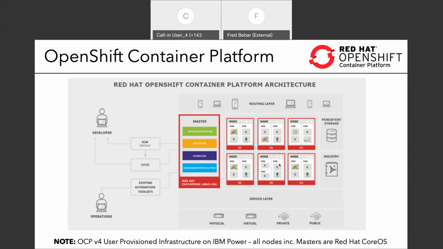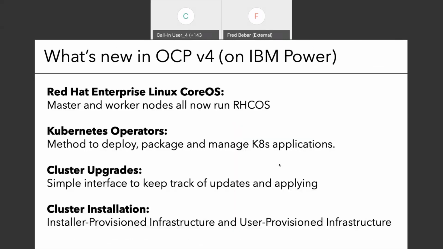Okay, so that was a very quick overview of what OCP is, and what containers and Kubernetes are. Hopefully you've got an understanding of that. Now I'll crack on with OpenShift Container Platform version 4 on IBM Power. There are four main differences that I want to talk about today. First, Core OS: Red Hat Linux Core OS is now a must for master and worker nodes on Power. Second, Kubernetes operators, which allow us to deploy, package, and manage the applications that we're running across our cluster. Think of it as an application management perspective, and I'll talk about that in a bit.